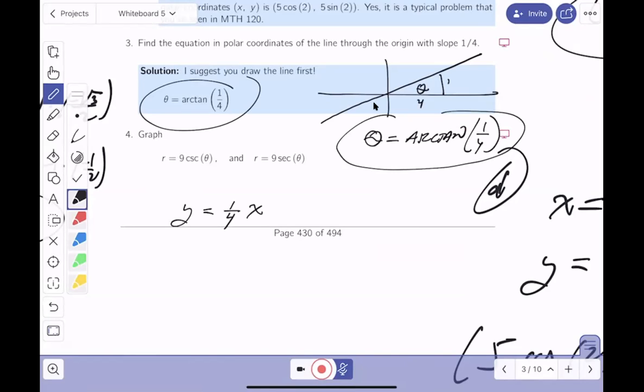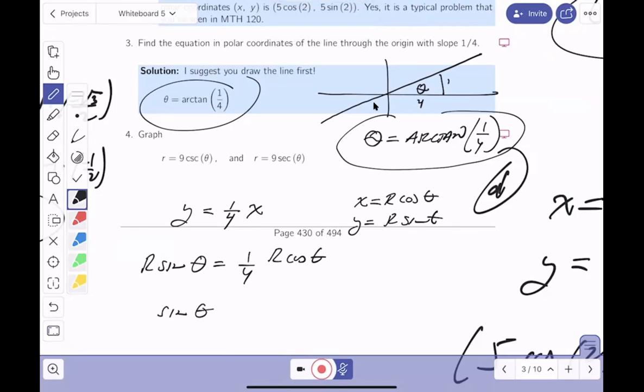And then what do I do? Multiply both sides by r. I'm going to write these down over here. X equals r cosine theta and y equals r sine theta. I'm sorry. I'm thinking forward and I shouldn't do that. So let's write this down. This is going to be r sine theta equals 1/4 r cosine theta. Well, what I could do is divide both sides by r, so I get sine theta equals 1/4 cosine theta.